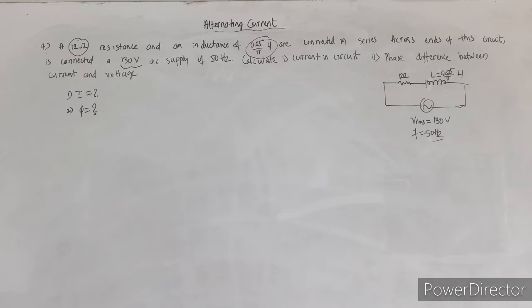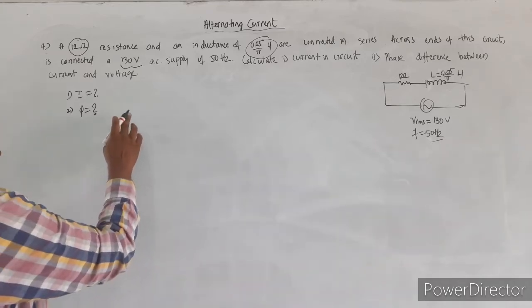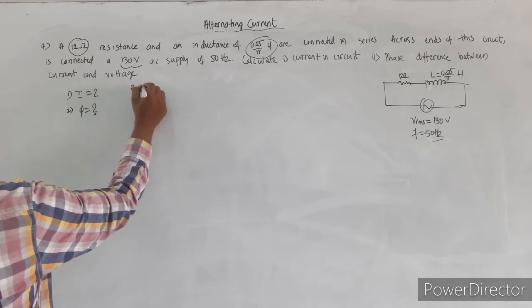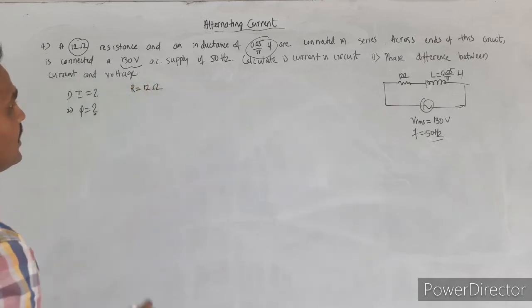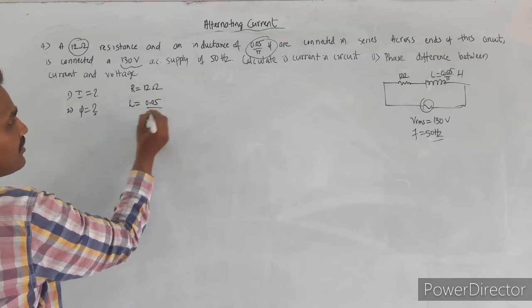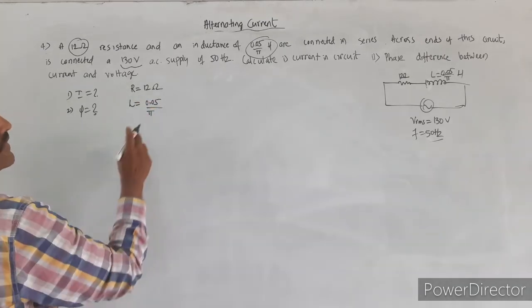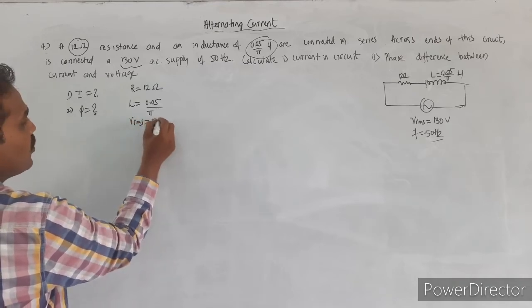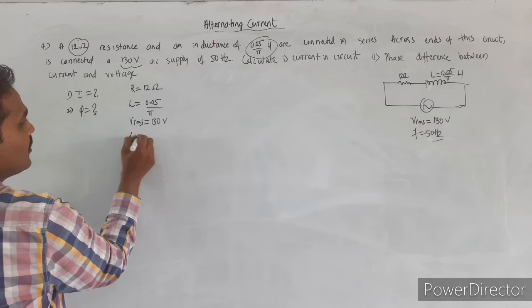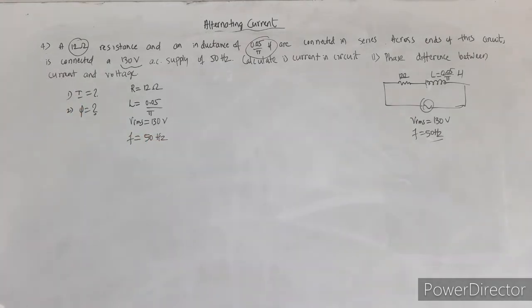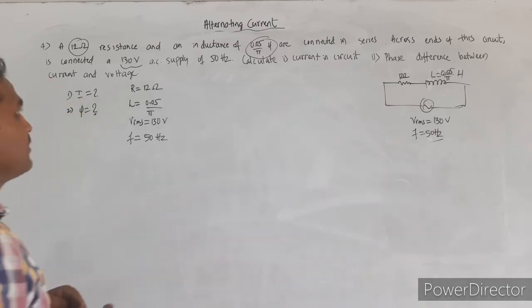Okay, so here first to find the value of current, let me write the data given. R is equal to 12 ohm, and L is equal to 0.05 divided by pi. Okay, then Vrms is given to be 130 volt, and frequency is 50 hertz. Yes, to find the value of current, first we have to find the value of impedance.